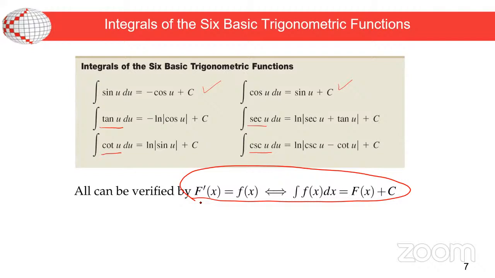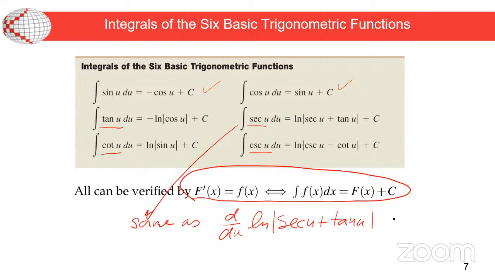It's actually pretty easy to do. Let me give you an example. Take this as an example. This is the same as the derivative of the right-hand side, which is d over du, since we're using u as the variable, of log of secant u plus tangent u, equal to secant u.